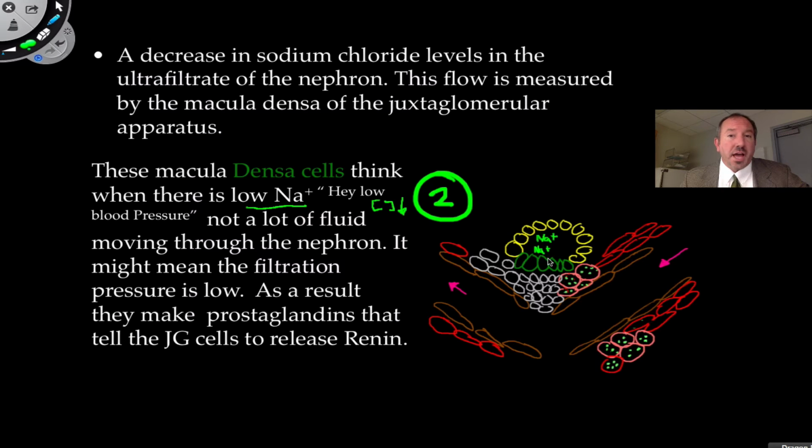And their response to that is that they produce a little chemical messenger which travels a very short distance. It goes from the macula densa cells to the juxtaglomerular cells. And we call chemical messengers that travel a short distance prostaglandins. And so these prostaglandins will tell the JG cells to secrete renin. And so that's what's going to happen when there's low sodium in the distal convoluted tubule.